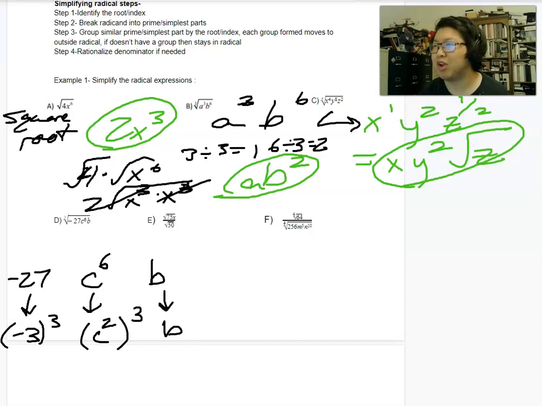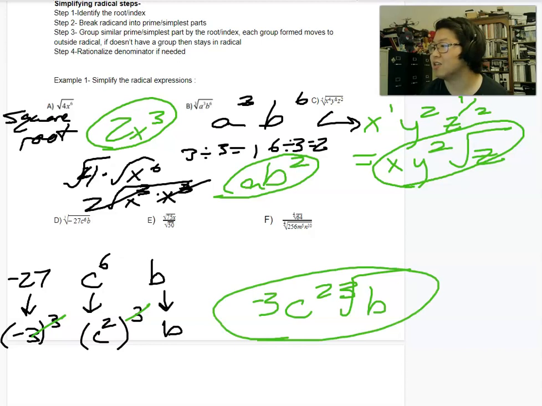So now I'm going to write with a green marker to indicate I'm finished working here. Cube root will cancel out this guy, so I'm just left with negative 3 on the outside. Cube root will cancel out this guy, so I'll be left with c squared. And cube root doesn't work with b at all, so I will leave it inside my radical, with the index 3. So here's my answer there.